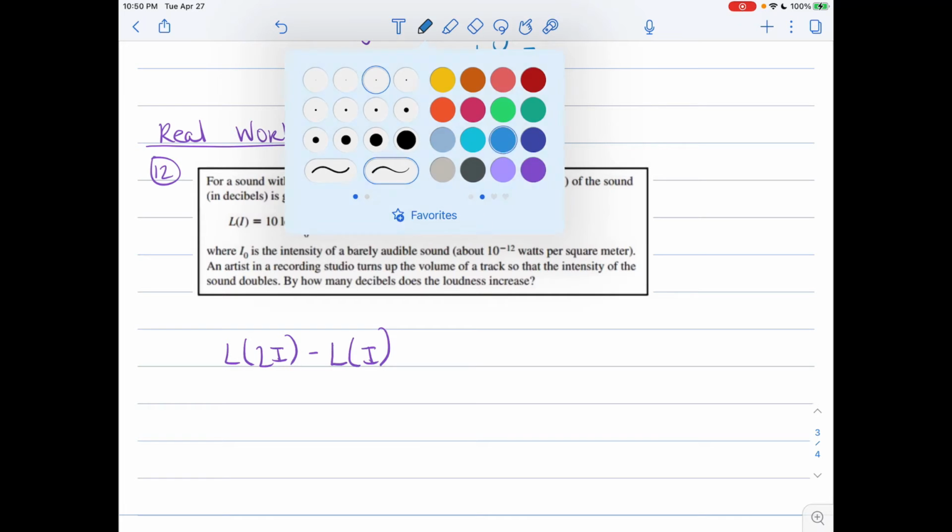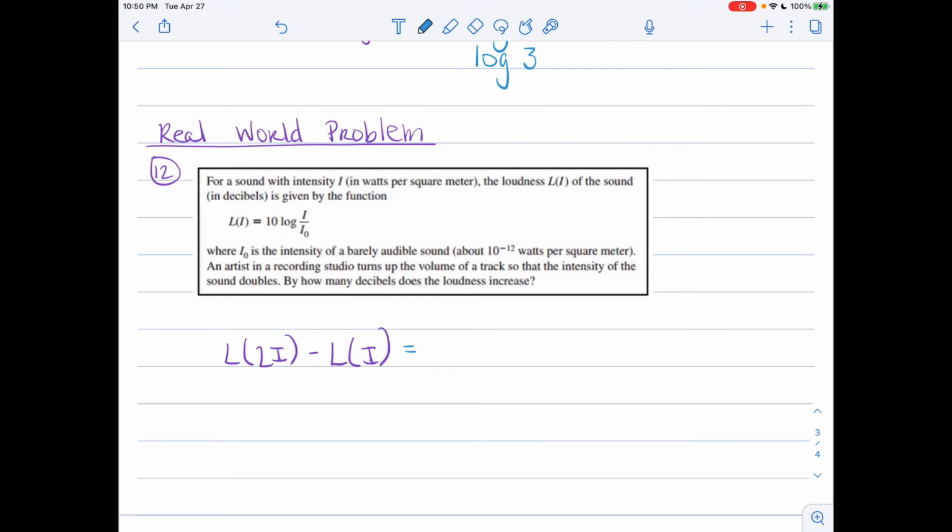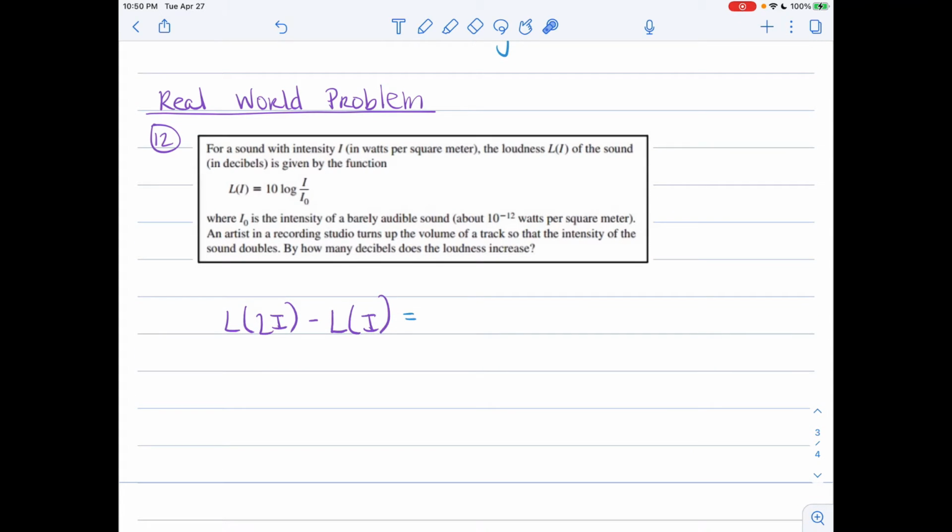So we know that loudness evaluated at 2I, I'm basically going to replace I everywhere that I see it, just the plain I, not the I naught, with the 2I. So let's go ahead and do that, and that will give me 10 times log of 2I over I naught. And then I want to subtract my original intensity, which is 10 log of I over I naught.